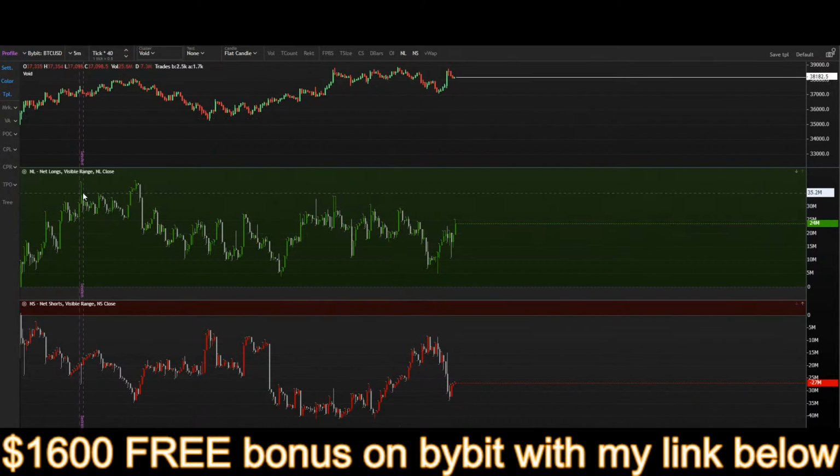So we have people opening, closing, opening, closing. We haven't really moved anywhere as far as the longs go, and we have opening, closing of the shorts.